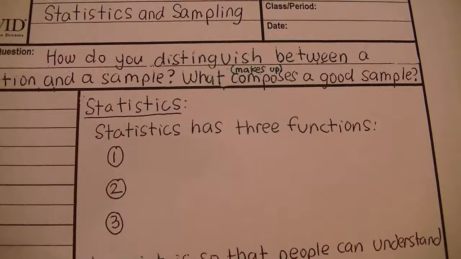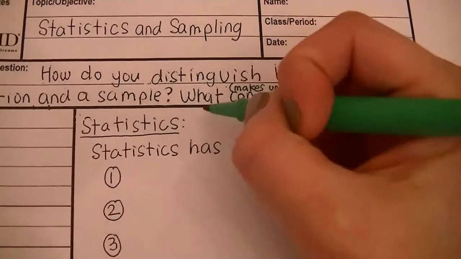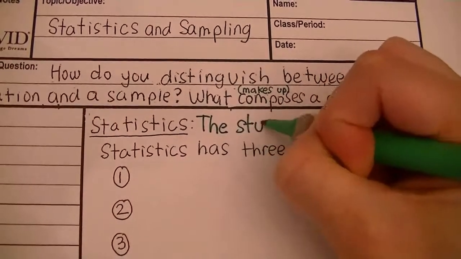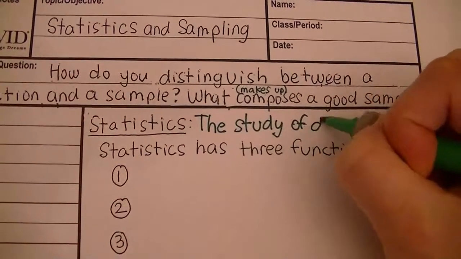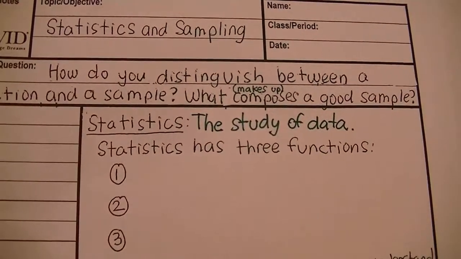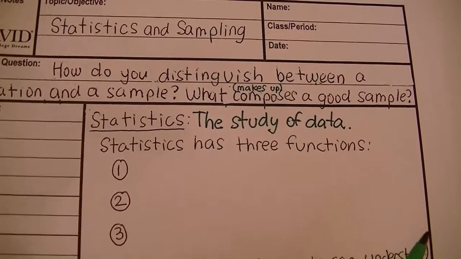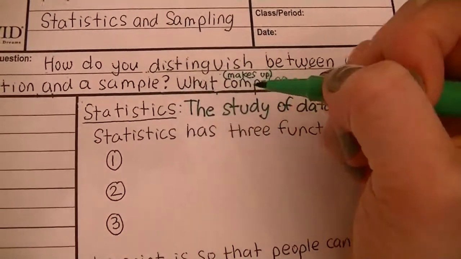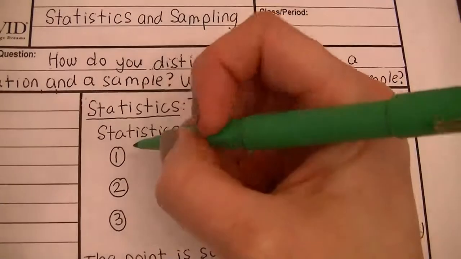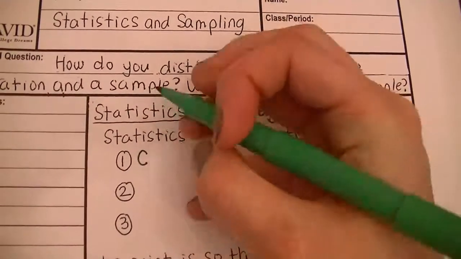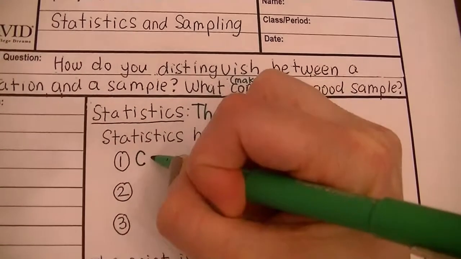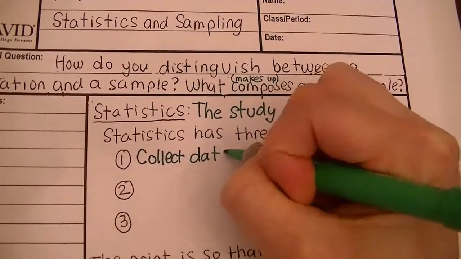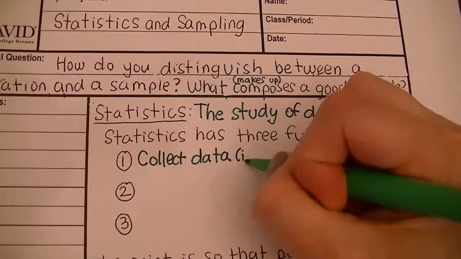So we'll start off with the definition of statistics. Statistics is the study of data. And the three functions of statistics is to collect data and info via experiments, surveys, interviews, tests, etc. So that's one of the functions of the study of data, is to collect data, which is info.